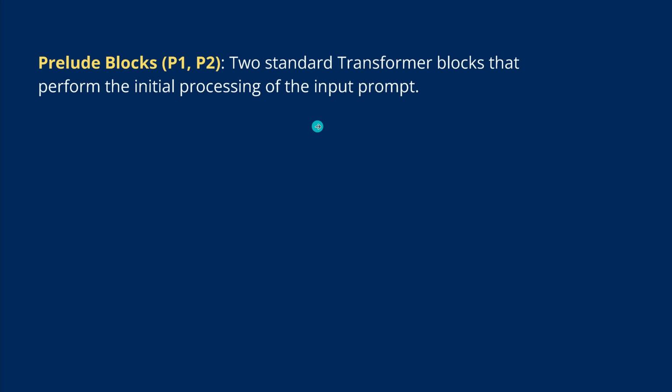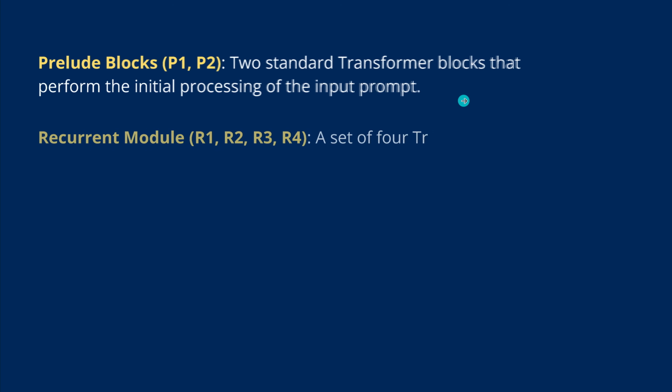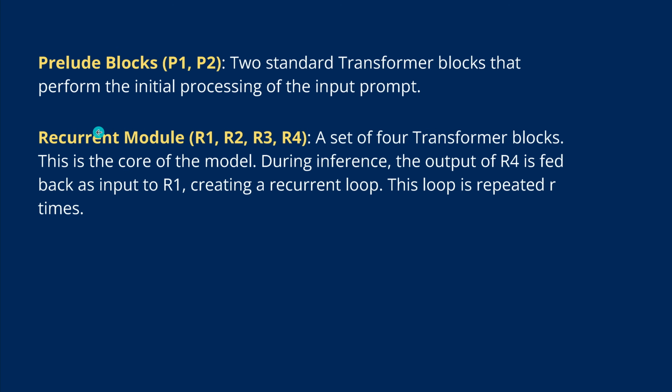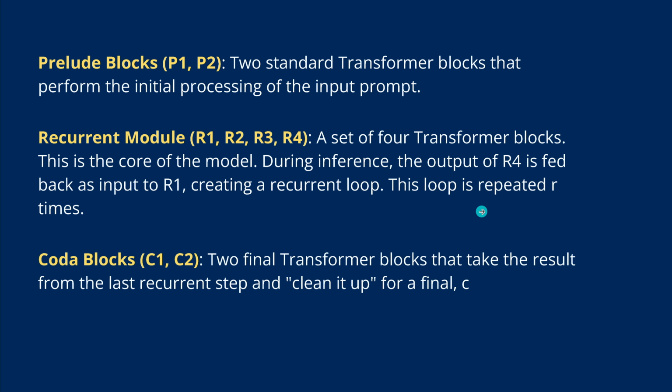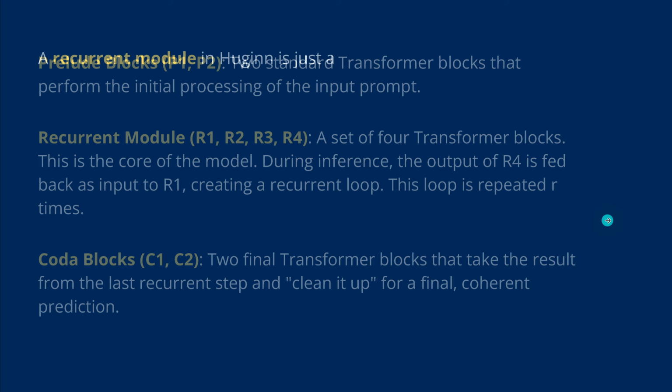If you're interested in the blocks: the prelude blocks are 2 standard transformer blocks that just perform the initial processing of the input prompt. Then we have 4 recurrent modules, 4 transformer blocks, nothing special. Then the coder blocks, the final transformer blocks that take the result from the last recurrent step and clean it for a final coherent prediction, basic. But you notice something? We're talking here about a recurrent system.